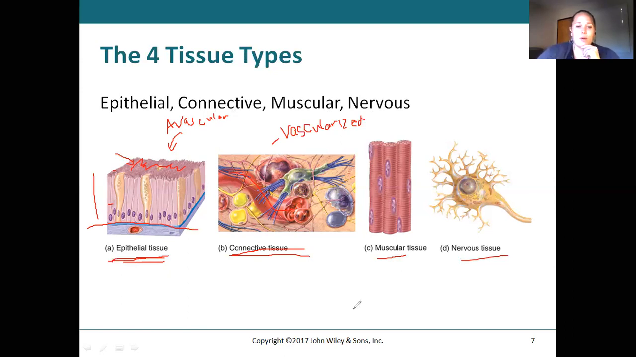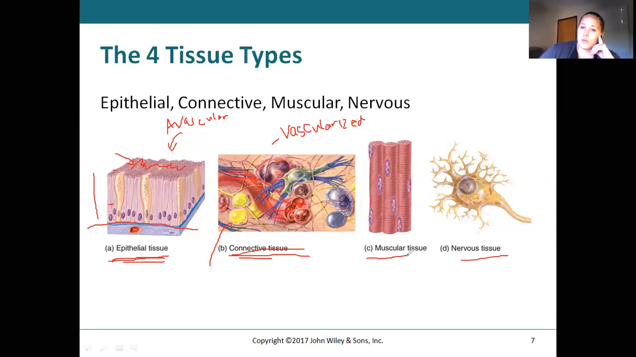We'll talk more about where connective tissue is located. Here it's interesting, you can see the vascularization. You can also see that there are some fat cells here. Connective tissue kind of houses energy as well. And again, it's kind of the glue that holds different parts of our bodies together.